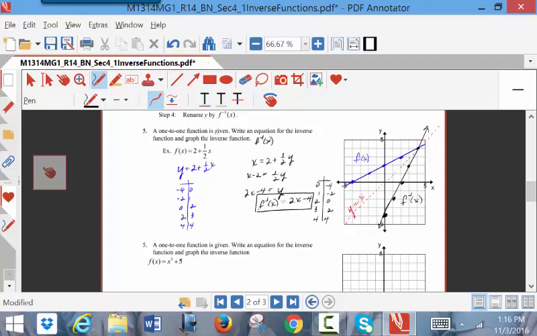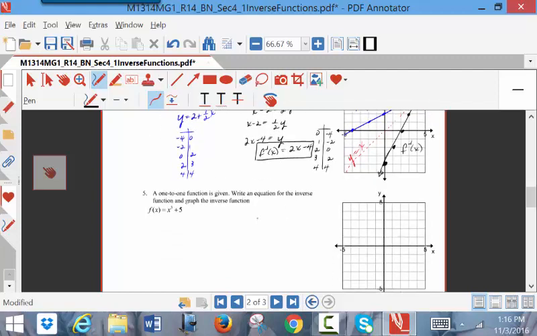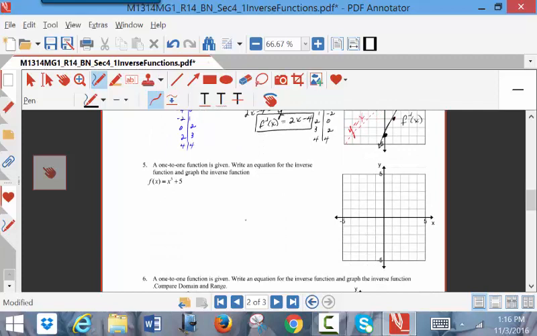Let's do another example very similar to it, which I don't know why it's still number 5. That's my typo. Okay, so in this next example, a one-to-one function is given. So they're careful to tell you that it's one-to-one, so it's okay, it will have an inverse, you're not wasting your time. Because if it's not one-to-one, you cannot have an inverse.